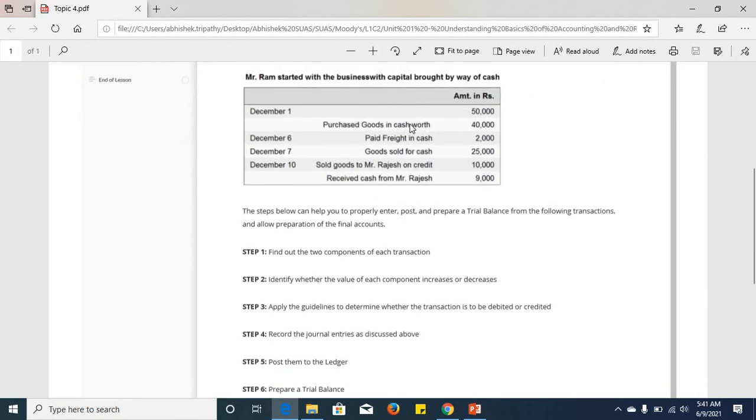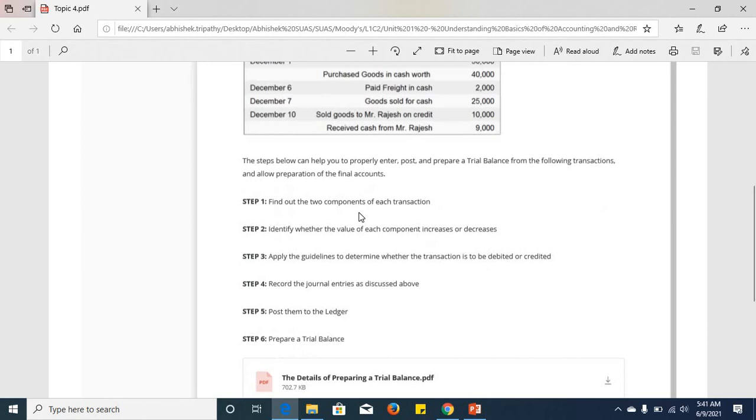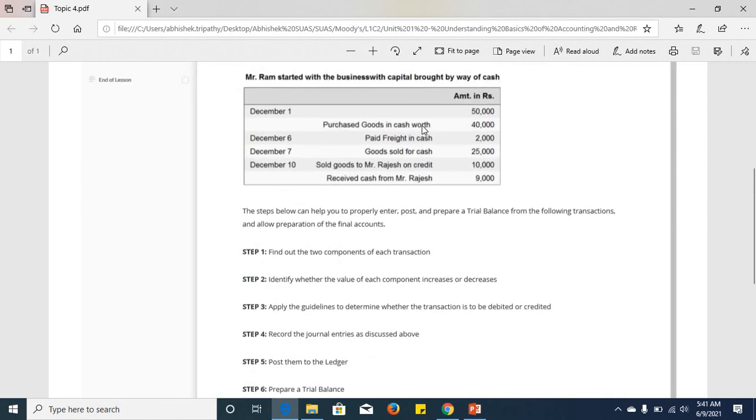So here there are some entries which are given, like some single entries. Now the steps which you have to follow are: find out the two components of each transaction. So like purchase goods in cash, one is purchase, one is cash. Identify whether the value of each component increases or decreases. So here you're purchasing, so your goods purchase will increase and cash will decrease. Now apply the guidelines to determine whether it is to be debited or credited. So cash is an asset, so if cash decreases, it will be credited, and purchase is an expense, so when purchase increases it will be debited.